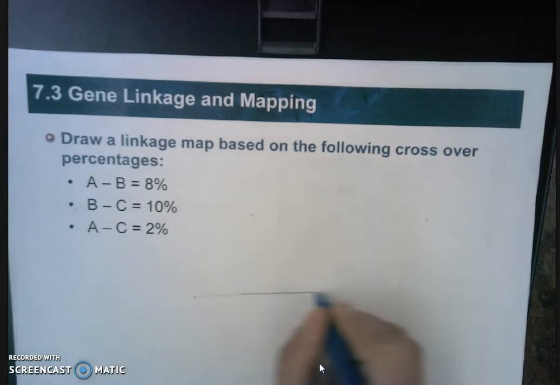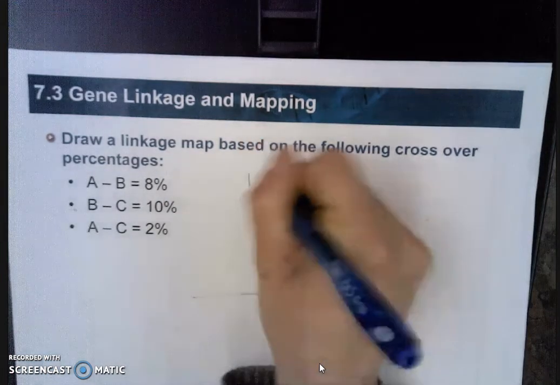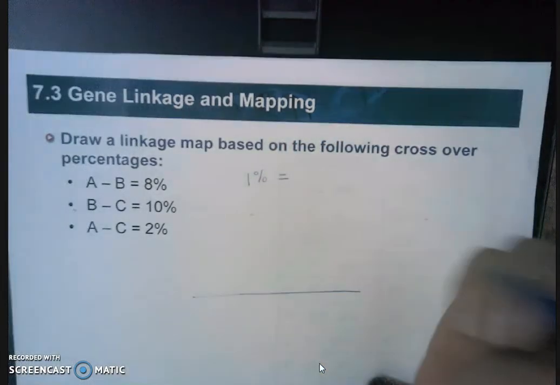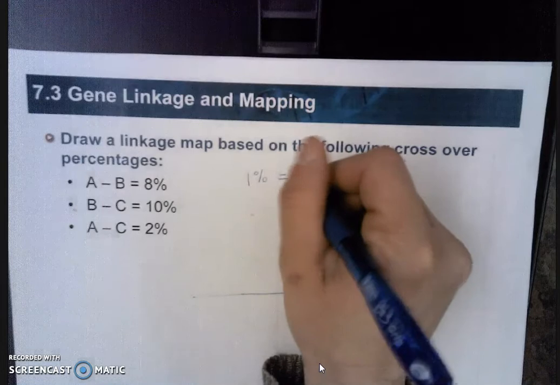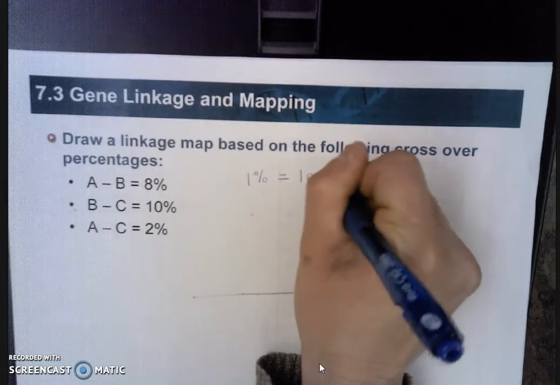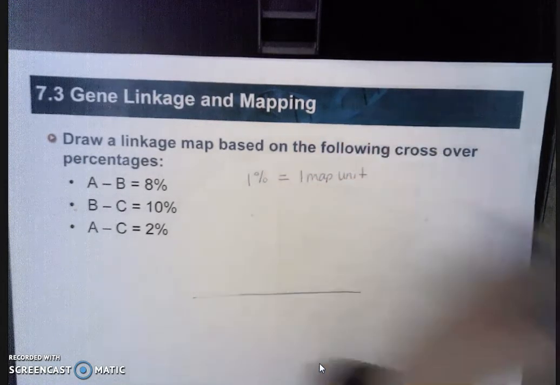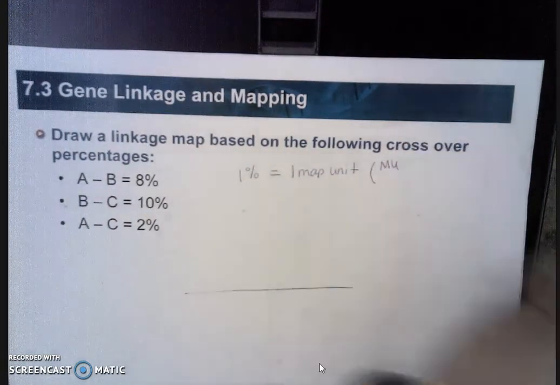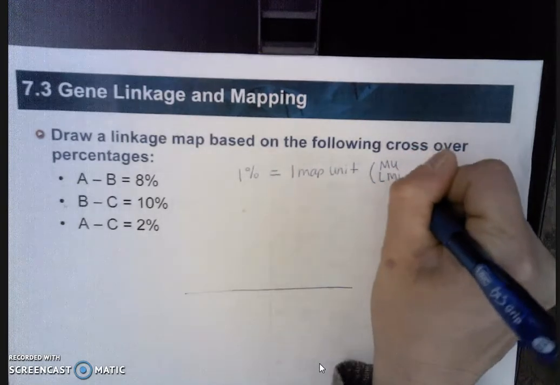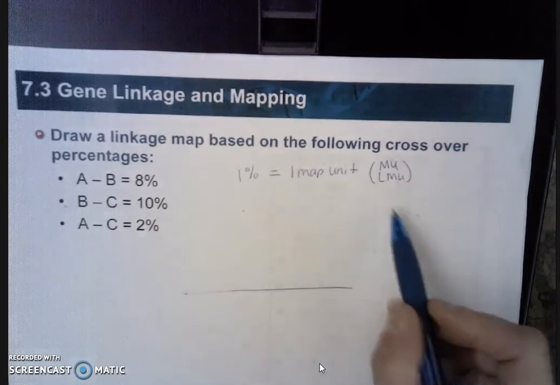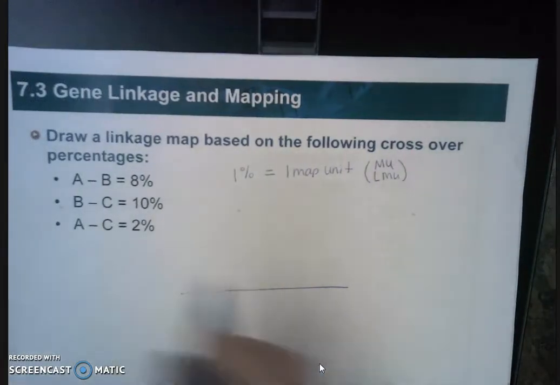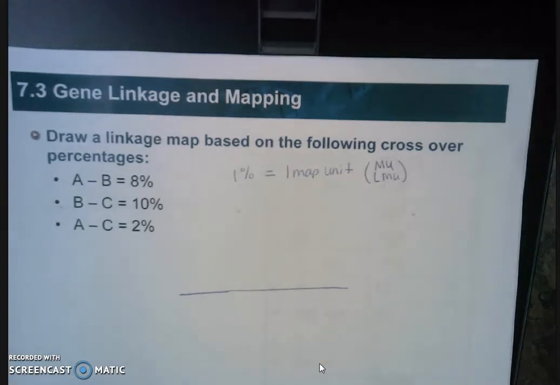And so what we do know is that 1%, when we're talking about the frequency of crossovers, is equal to 1 map unit. We'll see it abbreviated as an MU and sometimes as an LMU, for map unit or linkage map unit. So when we see this, we're going to try to figure out where these genes are located with respect to one another.